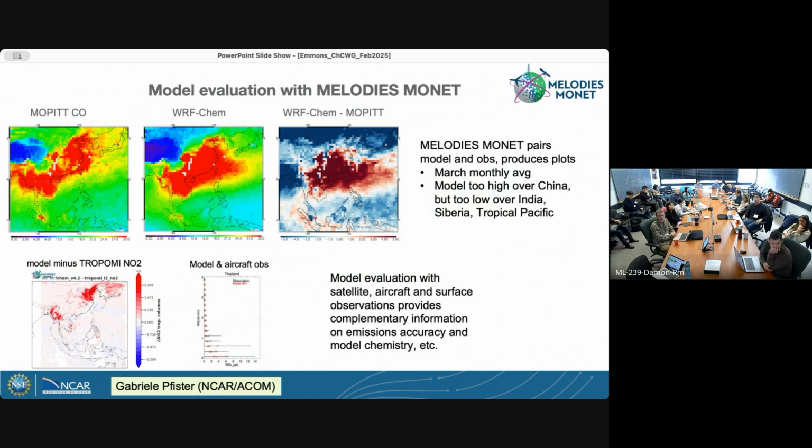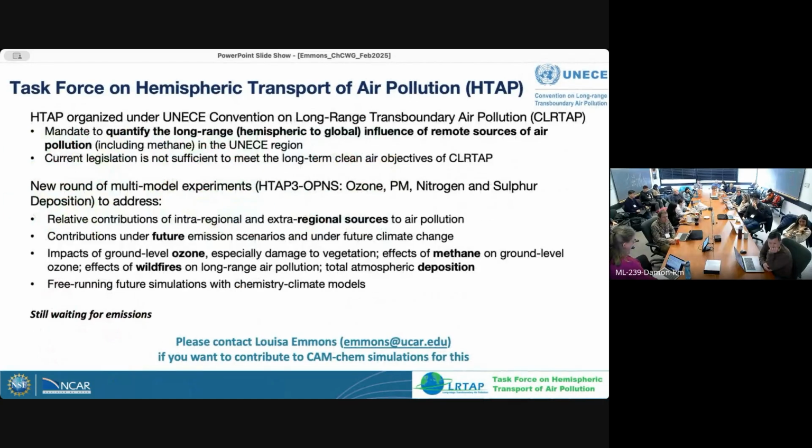And Gabby Pfister has this running with the WRF-Chem simulation she's doing for Asia-AQ. And we have Moffett comparisons to WRF-Chem, and then the difference plot showing that the model's much too high over China, but much too low in other places. And Melodies Monet also reads TROPOMI NO2. And so having satellite comparison in parallel with the aircraft comparisons, we'll be able to say a lot more about the emissions and the chemistry and dynamics in these models.